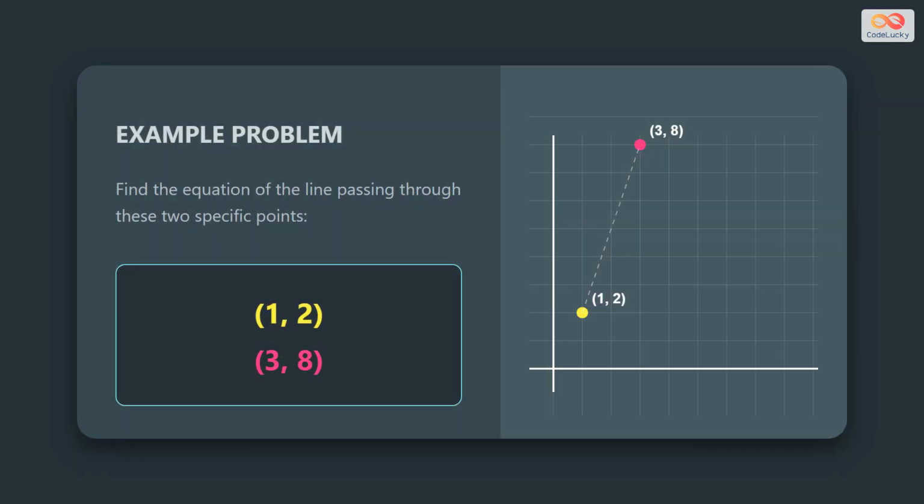Let's work through an example together. We want to find the equation of the line that passes through the point (1, 2), and the point (3, 8). These are our x and y coordinates.